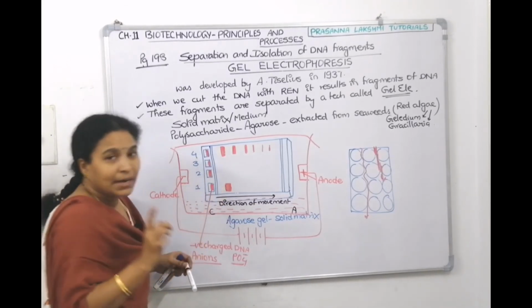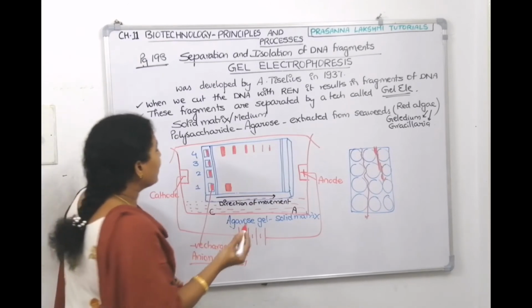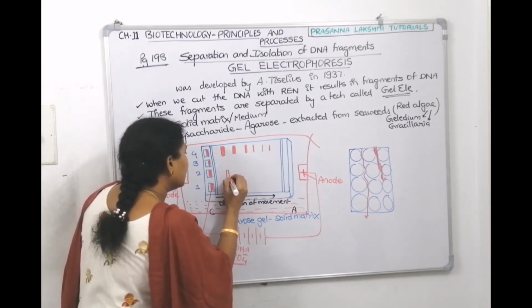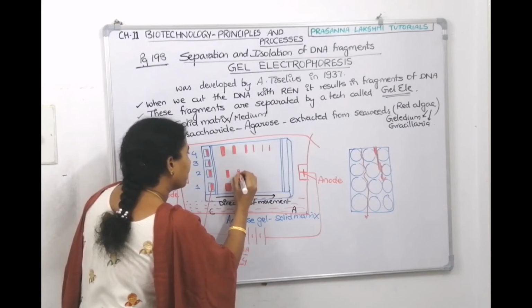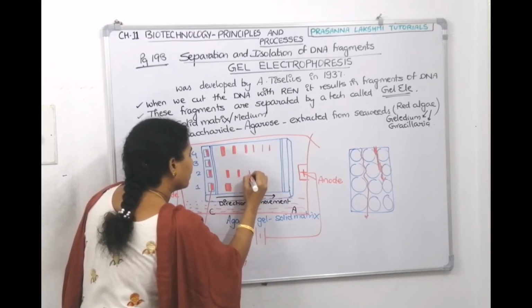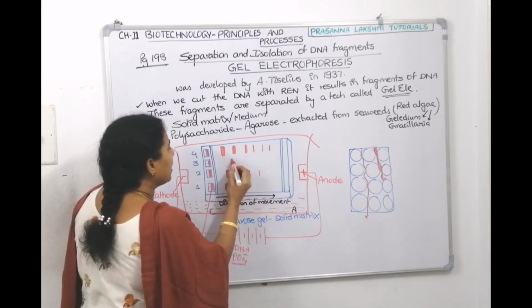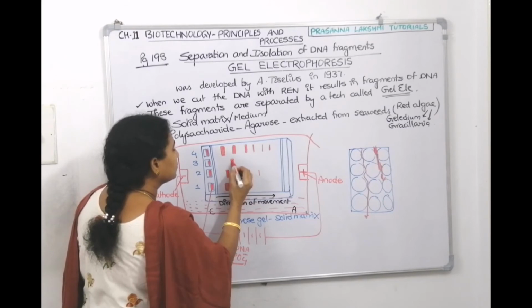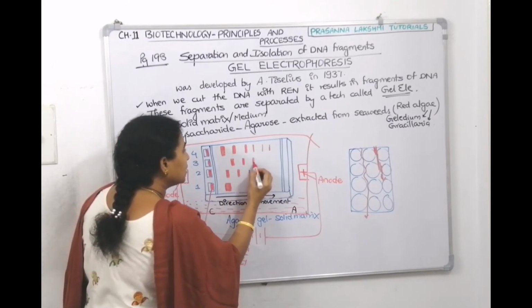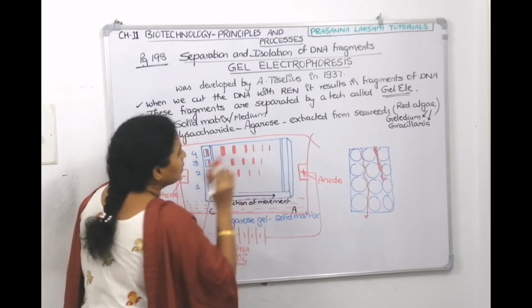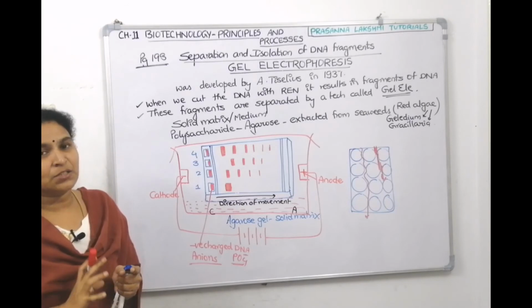And lane 1 contains undigested DNA. Lane 4 contains completely digested DNA. Whereas lane 2 will contain fragments like this way. Lane 3 also will have some bands like this. So since you digested the DNA, fragments are obvious. The fragments get separated in this way, right?